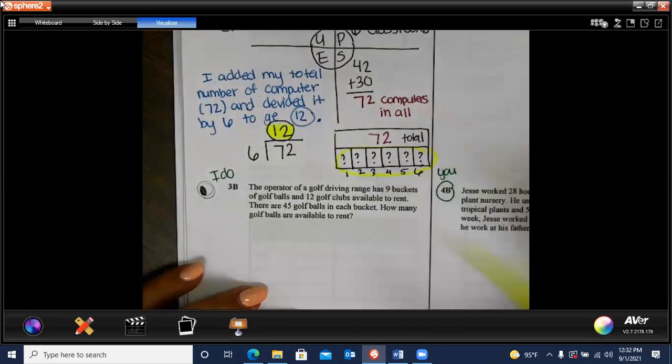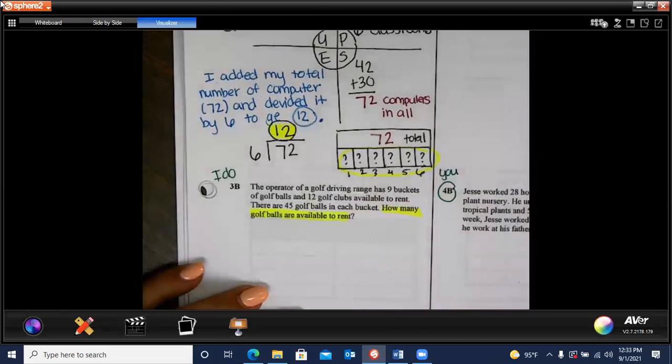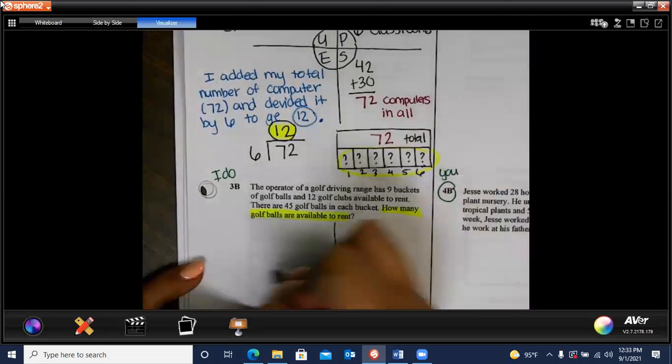So again, we are going to underline the question. And let's figure it out. What is the question asking us?